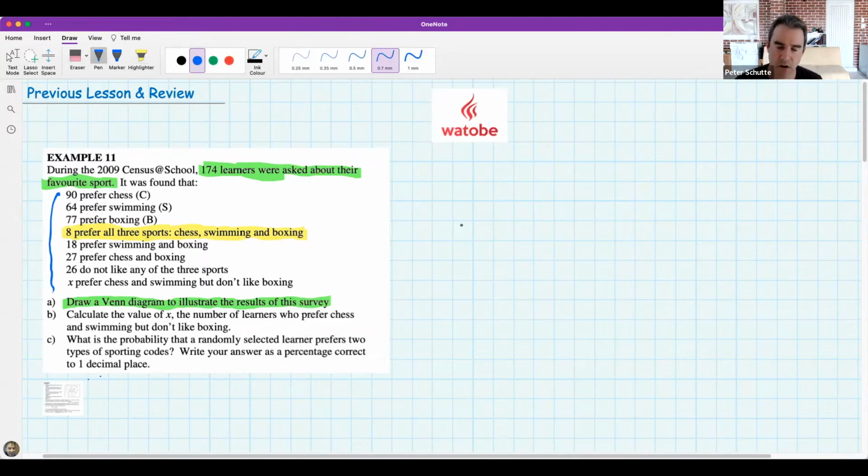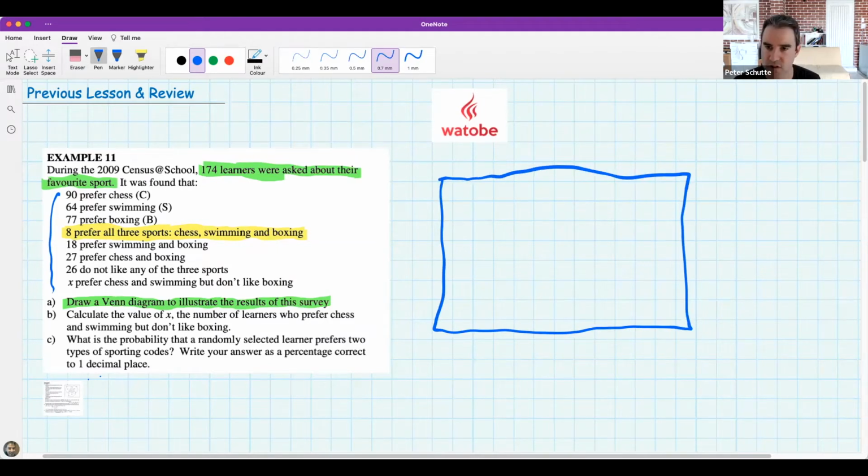Now, the second part is, when we draw the Venn diagram, we're going to draw a rectangle to represent the sample space. So how many people are going to be in the sample space? Let me know in the chat, how many people are going to fit inside the big rectangle? Okay, 174, exactly.